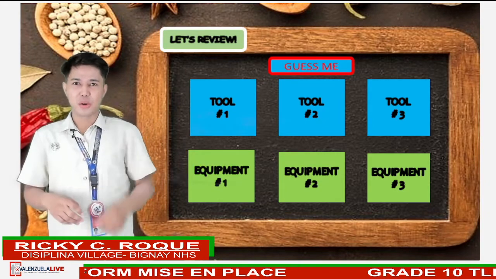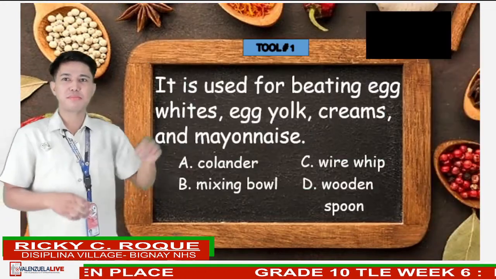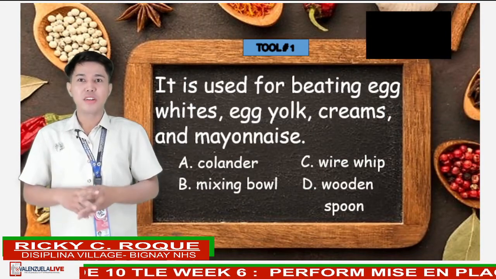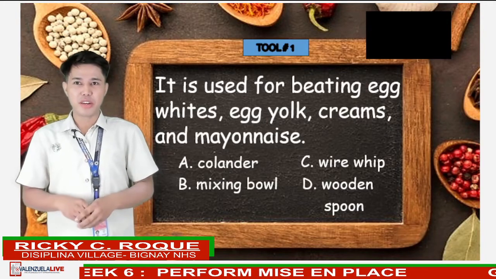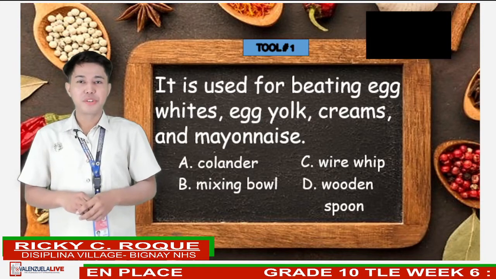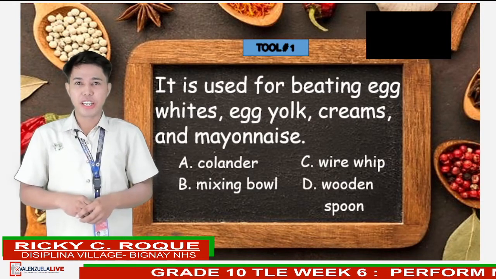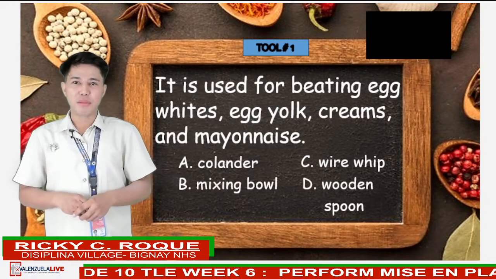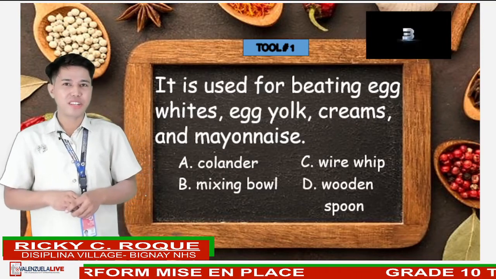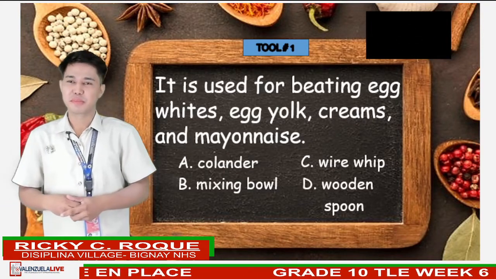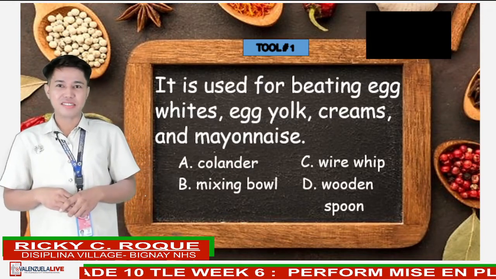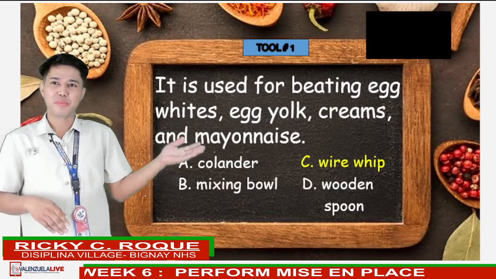Ready? Let's go. For tool number 1, the question is, it is used for beating egg whites, egg yolk, creams, and mayonnaise. A. Colander. B. Mixing bowl. C. Wire whip. Or letter D. Wooden spoon. You have 5 seconds to think for the right answer, and you may now write your answer in the comment section below. And time's up, the correct answer for that is letter C. Wire whip.